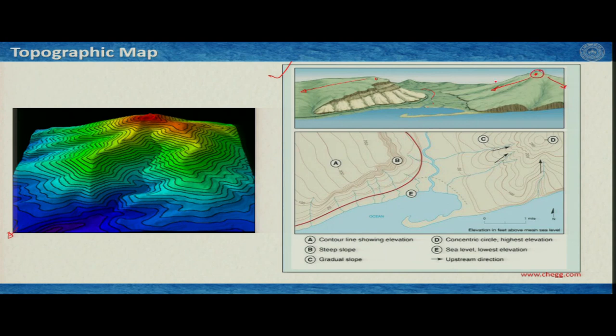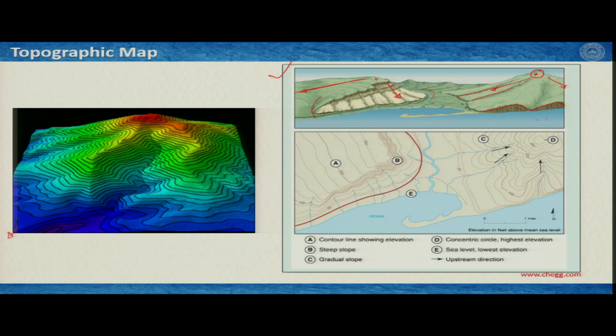This is one of the maximum elevations we see. We also see that the slope is very gentle here, and here the slope is extremely high. We also see some little rivers or channels flowing along these valleys. And this is where you have the sea, and on the sea you also have some cliffs where the slope is almost perpendicular.